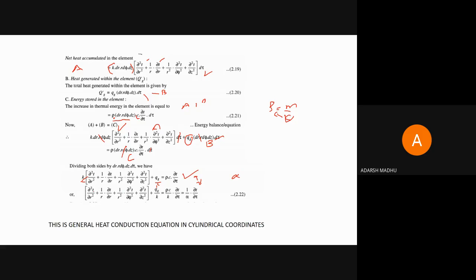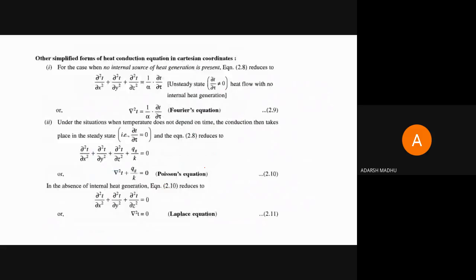So the final equation will become dou square T by dou r square plus 1 by r into dou T by dou r plus 1 by r square into dou square T by dou phi square plus this term plus Qg by K equal to 1 by alpha into dou T by dou tau, where alpha is termed as thermal diffusivity. It is defined as thermal conductivity divided by thermal capacity. Okay, I think it is clear.